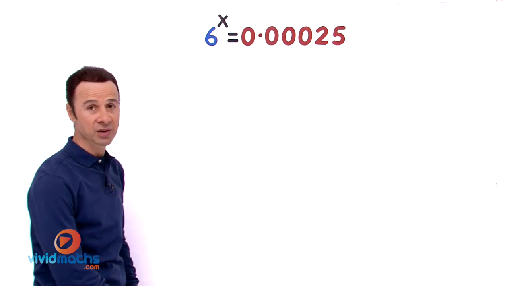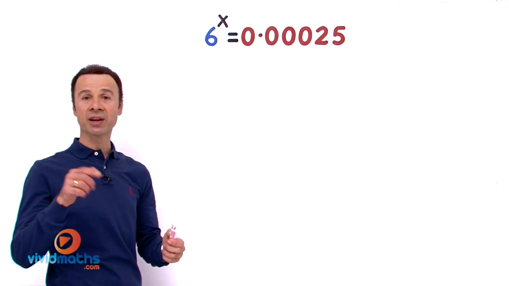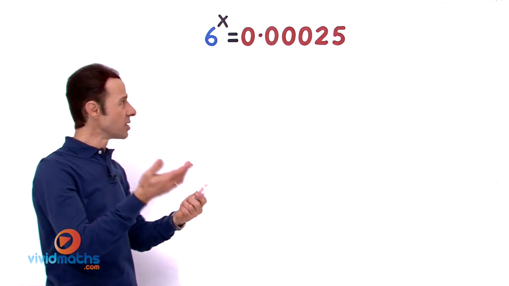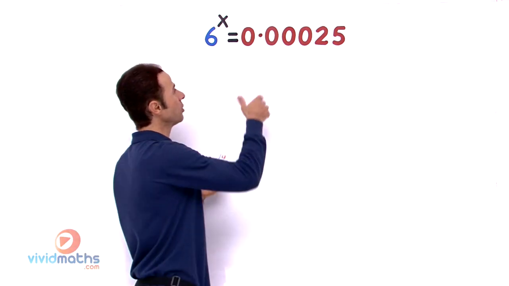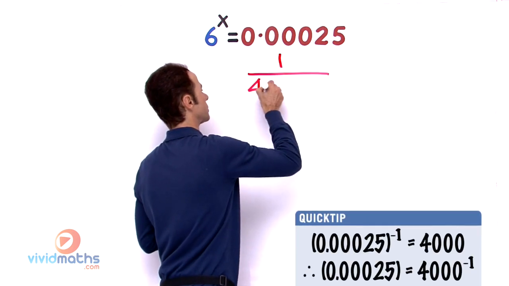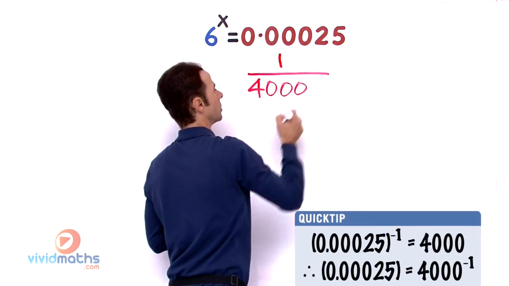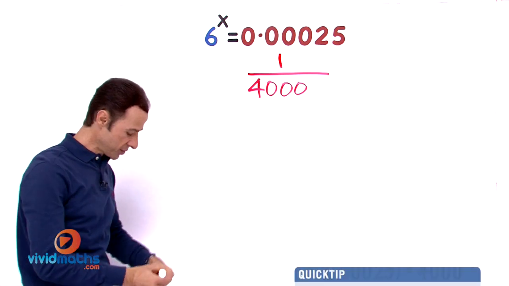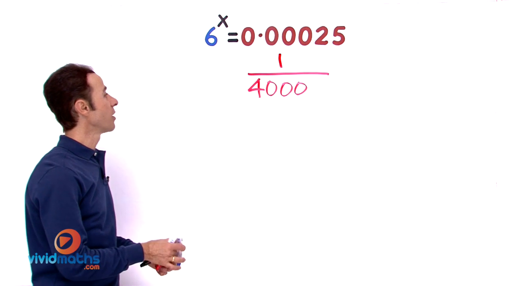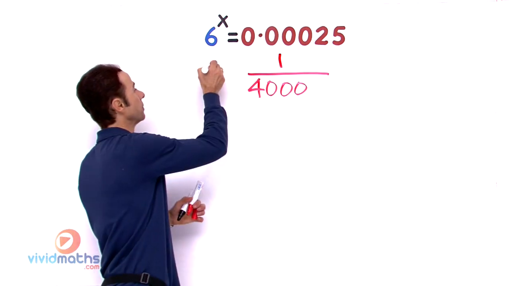As a fraction, it's pretty easy to work it out. You just go to your calculator and reciprocate it. In other words, x to the power -1 when you inverse it. So let's do that. So that would be the same as 1/4000. Okay, 6 to the power of x equals that. So let's write that up.